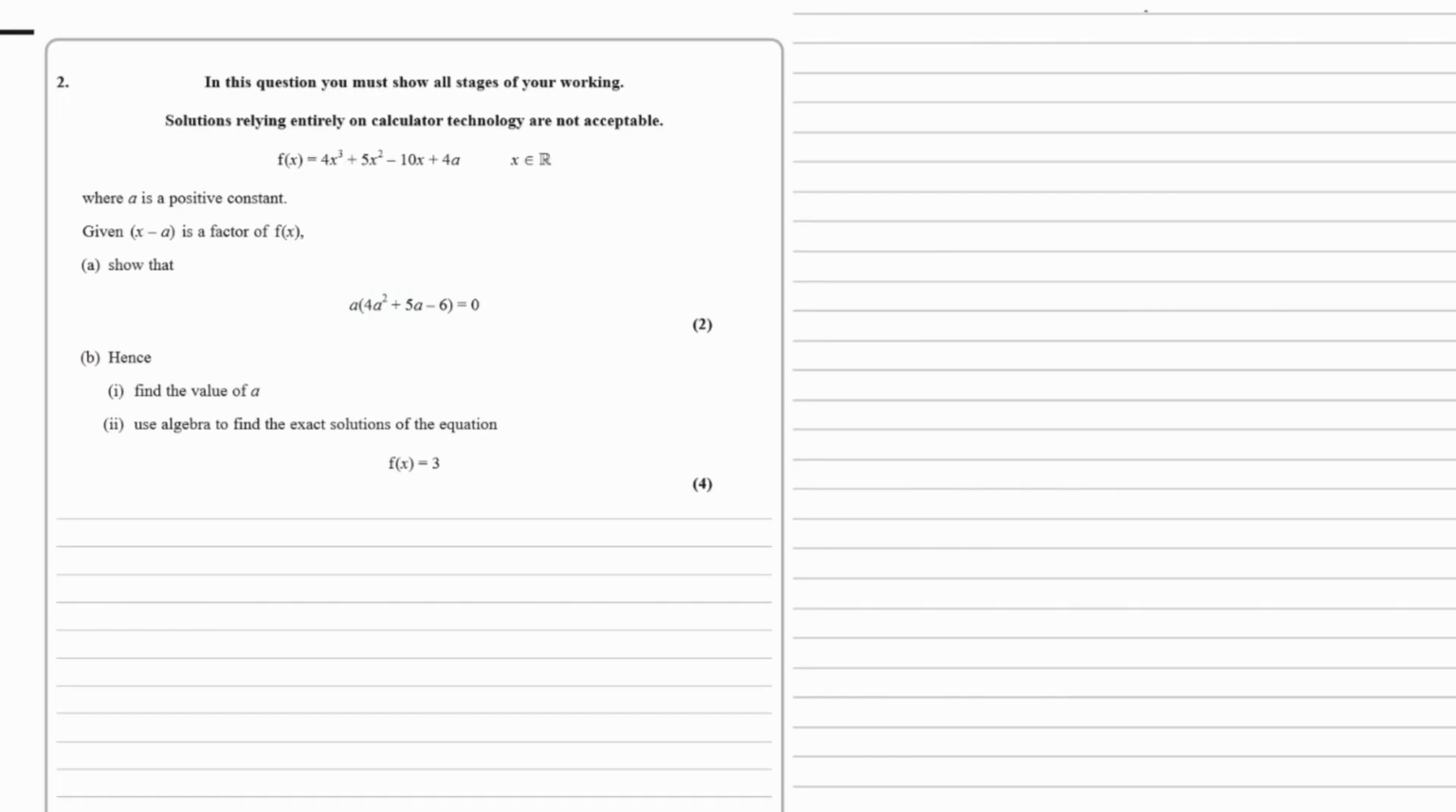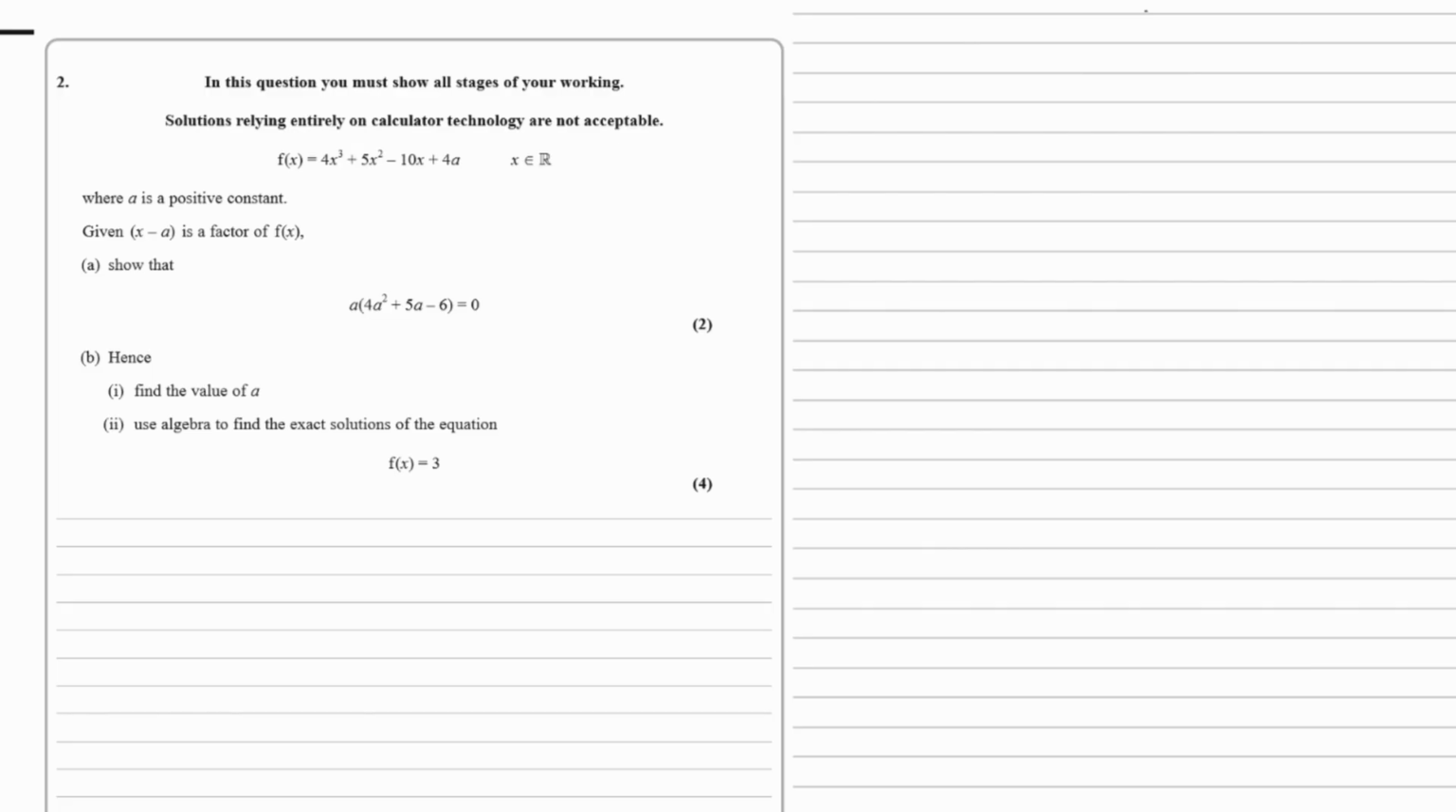Number 2. f of x is equal to 4x cubed plus 5x squared minus 10x plus 4a, where x is real numbers, where a is a positive constant. Given that x minus a is a factor of f of x, part A, show that a(4a squared plus 5a minus 6) is equal to 0.